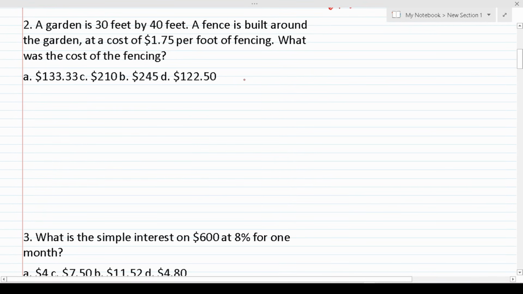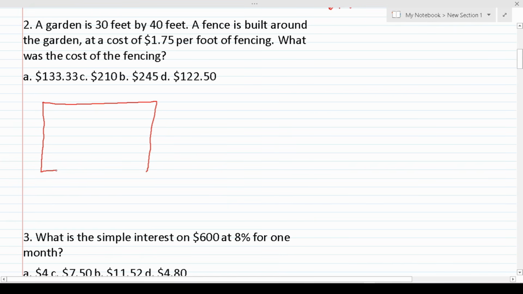All right, question 2 says a garden is 30 by 40 feet. A fence is built around that garden at a cost of $1.75 per foot of fencing. What was the cost of the fencing? Okay, so this is a pretty straightforward problem, and it is something similar to what you'll see on the ASVAB.